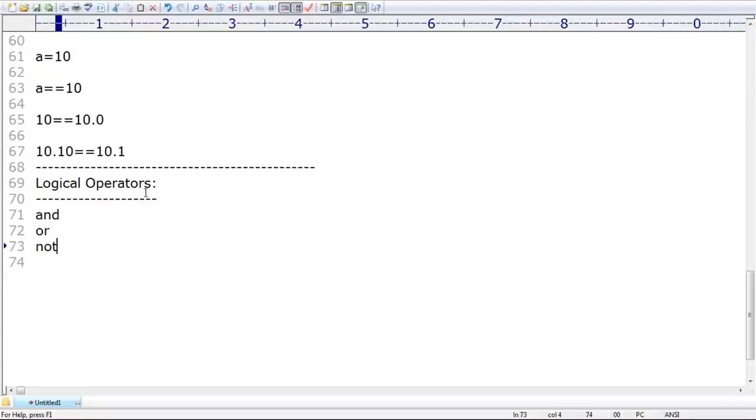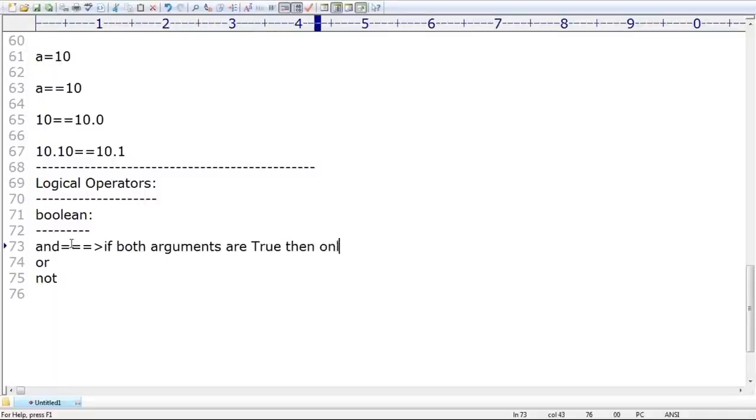We can apply these to all types. You can apply them to the Boolean type, and you can apply them to non-Boolean types also, no problem at all. If it is the Boolean type, what is the behavior? When does and return true? If both arguments are true, then only the result is true. Then only true.